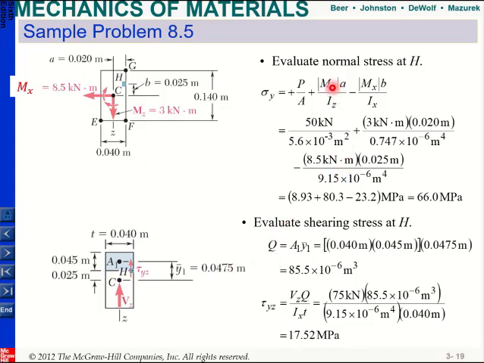For the moment, these indices are the same. If I use Mz, my moment of inertia is Iz. But here they will be different. I use Vz, so I need to use Ix. So when you use VQ over It, they will have different indices. And when you calculate it, you will find that your shear stress at point H will be equal to 17.52.